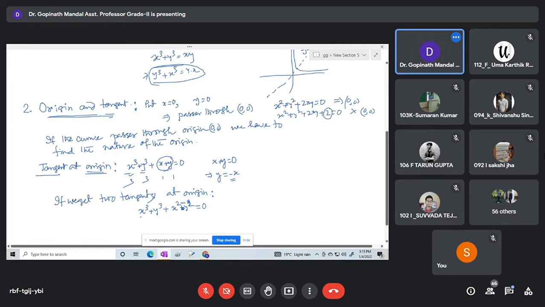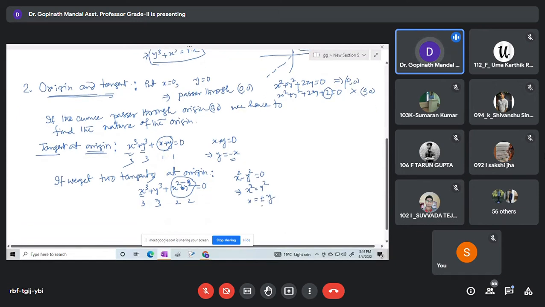So the first term degree 3, second term degree 3, third term degree 2 and fourth term degree 2. So the lowest order degree terms present are x square and minus y square. So the tangent will be x square minus y square equal to 0. Now x square equal to y square, that is x equal to plus minus y. That means there are two tangents present, y equal to x and y equal to minus x.